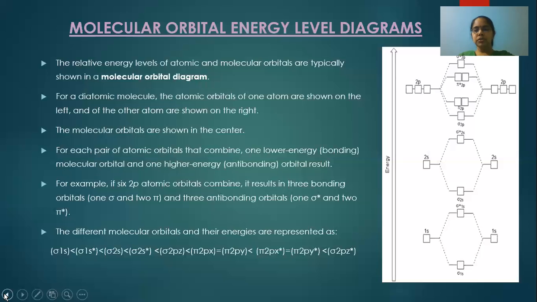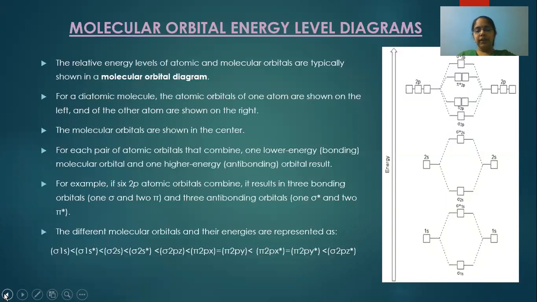Among those molecular orbitals, few are known as bonding molecular orbitals, which possess lower energy, and few are anti-bonding molecular orbitals, which possess higher energy. These two types of molecular orbitals are differentiated by representing a star on the molecular orbitals. The molecular orbitals which are represented by a star are known as anti-bonding molecular orbitals. They possess higher energy.